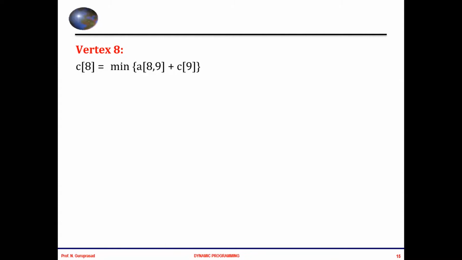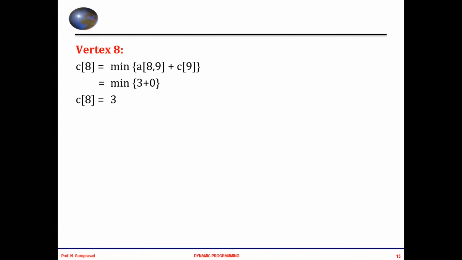Now what is the cost of 8 to 9? Edge 8 to 9, what is it? 3, correct? It is 3. And what is C of 9? C of 9 is 0, which you have already written. So C of 8 is equal to what happens? It will be minimum of 3 plus 0, which is equal to 3.